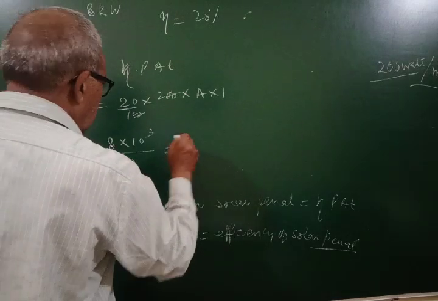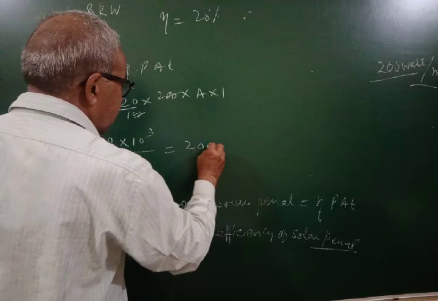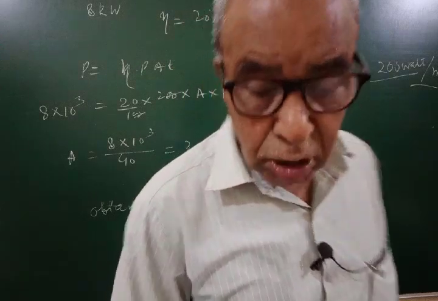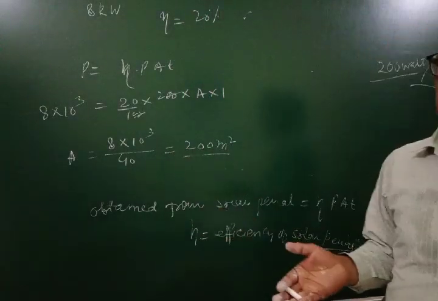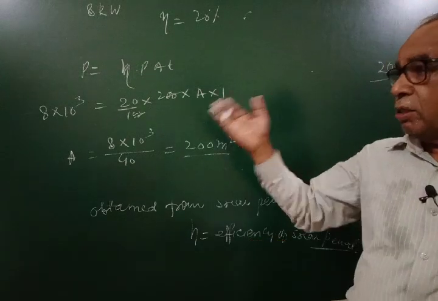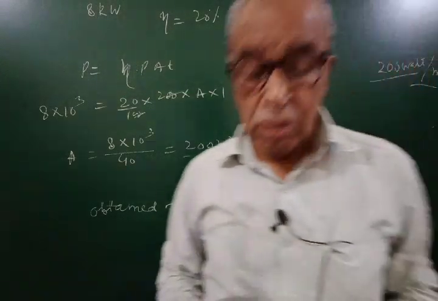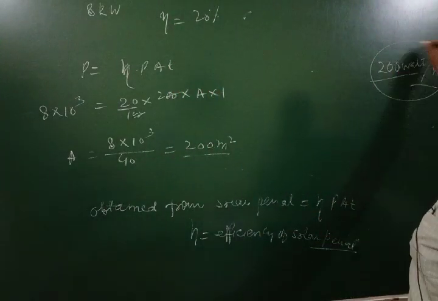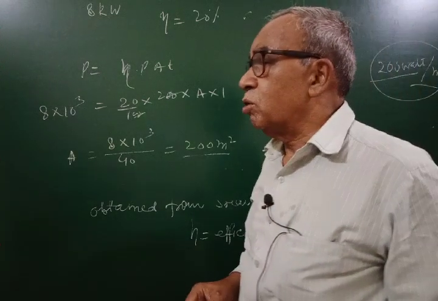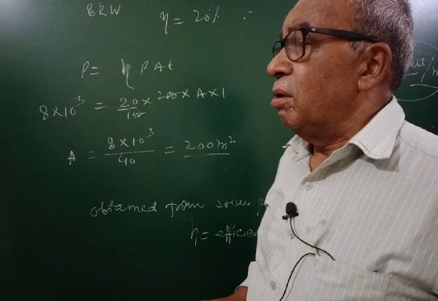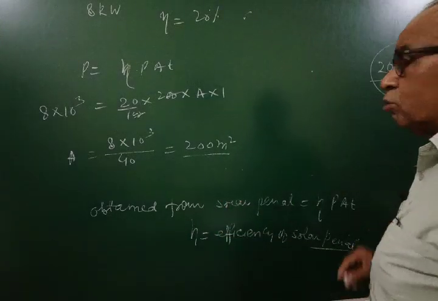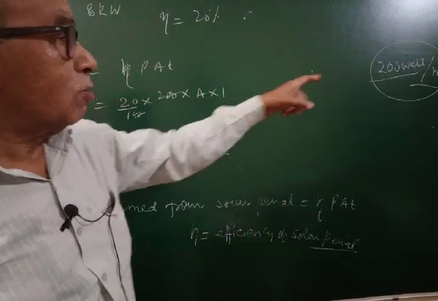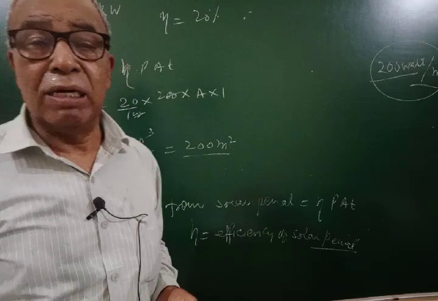So nearly 200 meter square area is required for conversion of solar energy into electric energy of 8 kilowatt power. Actually this 200 watt per meter square is also called the solar constant. 200 watt per meter square means 200 joule of energy is falling on 1 meter square area in 1 second.